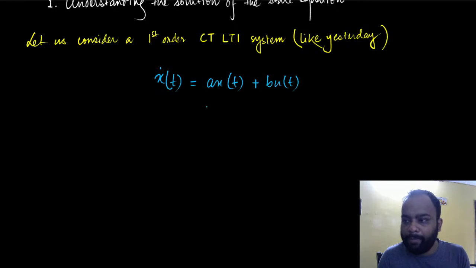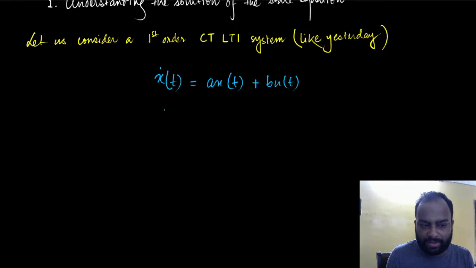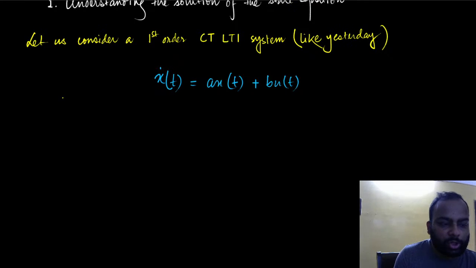So again, a and b are defining the behavior of the system, and x is the state variable here, only the state variable. It's not even the state vector. u is the input, right? Now our objective today would be to solve this equation using Laplace transform.